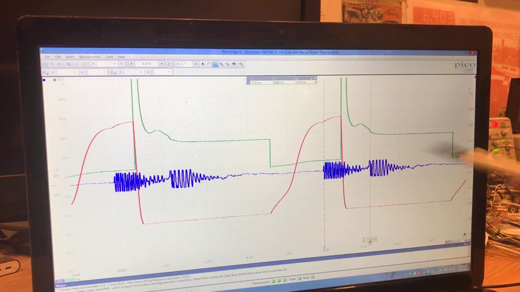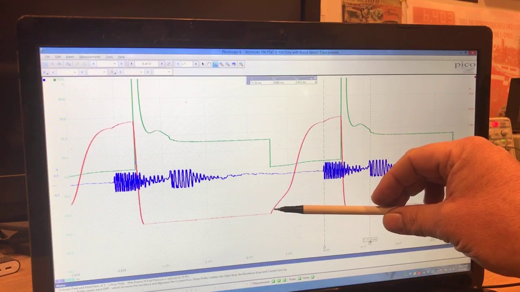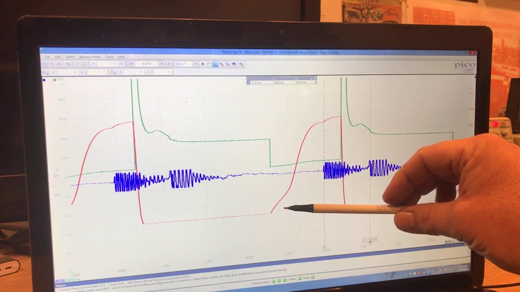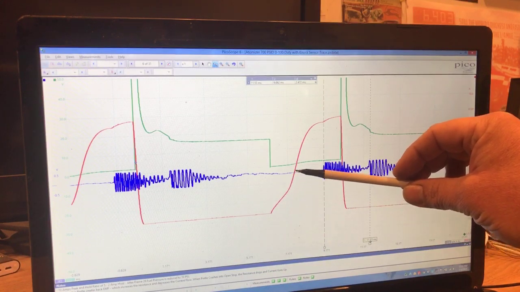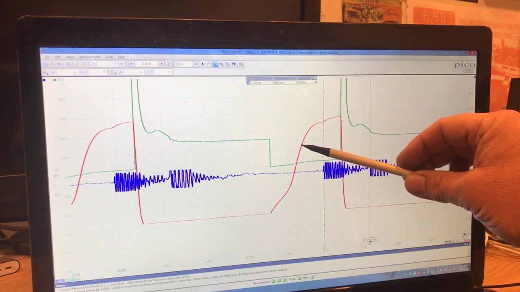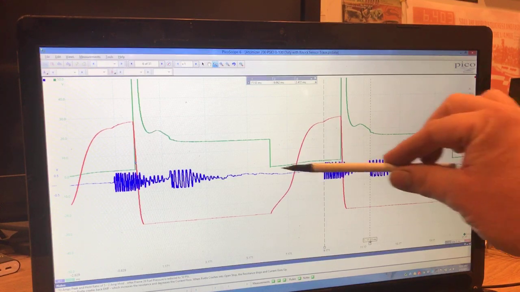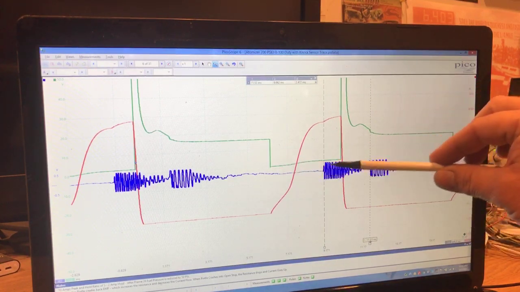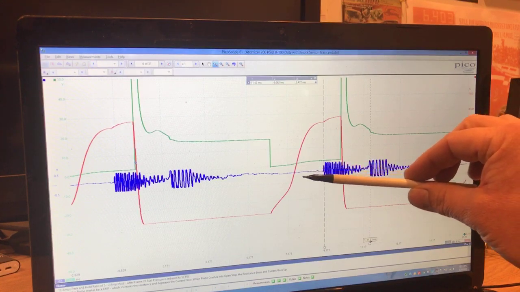So what happens is that the injector, when we start trying to open it, it's got to open against fuel pressure. The fuel pressure is holding it closed. And as the current starts to ramp up, eventually the energy in the injector overcomes what's holding it closed and it begins to move. And as the injector valve itself starts to open, it actually generates voltage in the winding of the injector.